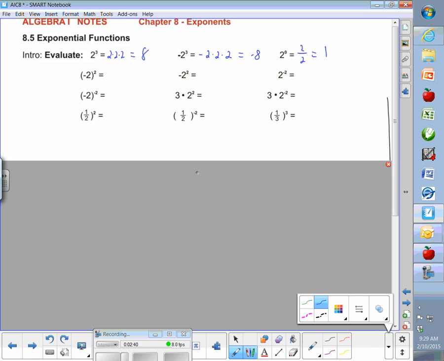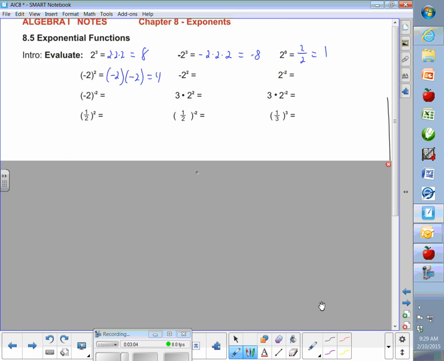Okay, so now look at the next one down here on the left. So we have a negative 2 in parentheses. This is a negative 2 times a negative 2. We know what the base is because of the parentheses. And we all know that a negative 2 times a negative 2 is a positive 4. That thing ends up positive.